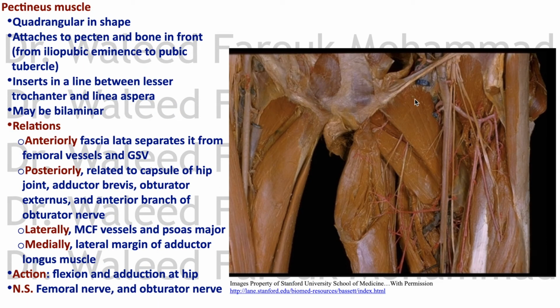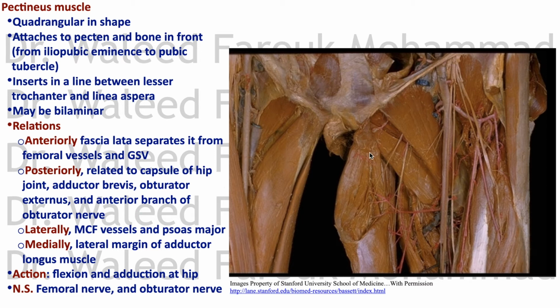This is the pectineus muscle. If you dissect it, it's quadrangular in shape and attaches to the pecten. Remember the pecten on the superior pubic ramus, the area between the iliopubic eminence and the pubic tubercle. It inserts between the lesser trochanter and the linea aspera, and may be a bilaminar muscle. That's why it has a double nerve supply. The nerve supply is the femoral nerve and the obturator nerve. So don't forget that the pectineus is supplied by the femoral nerve and the obturator nerve.